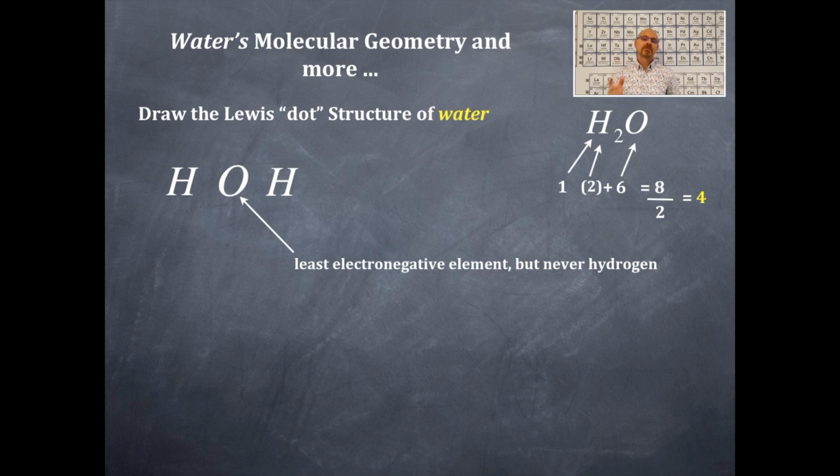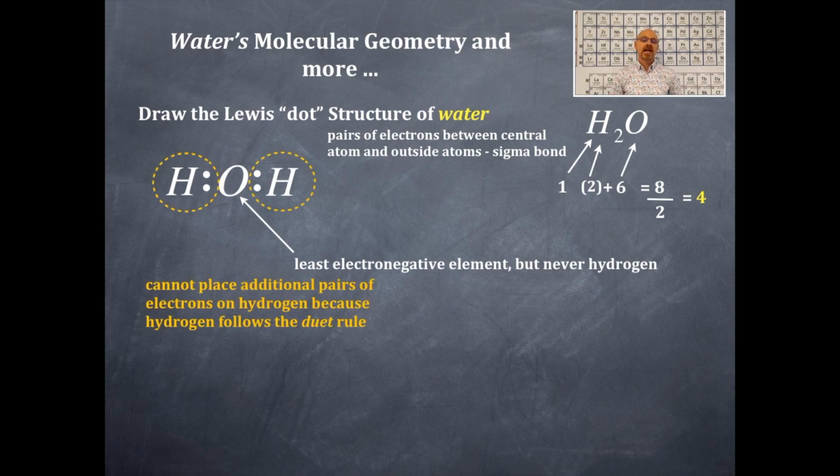Now you're going to place those 4 pairs of electrons around this in the appropriate way for the Lewis dot structure rules. The first rule is to place bonding pairs of electrons between the central element and the outside element. Now I'm going to verify the duet rule, which is for hydrogen. Therefore, I cannot do the next rule for the Lewis dot structure and place lone pairs of electrons on the outside elements, because the duet rule has already been satisfied for hydrogen.